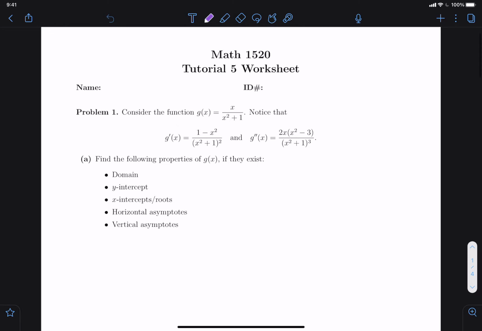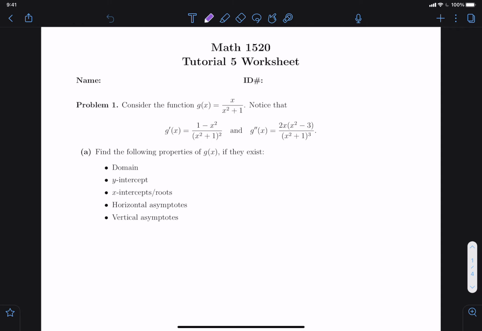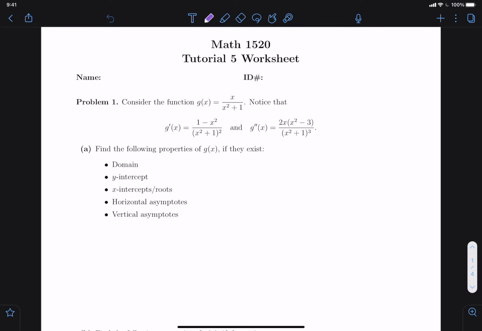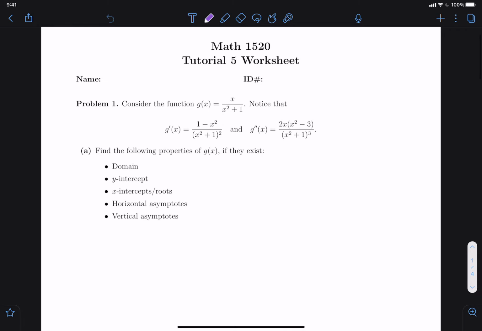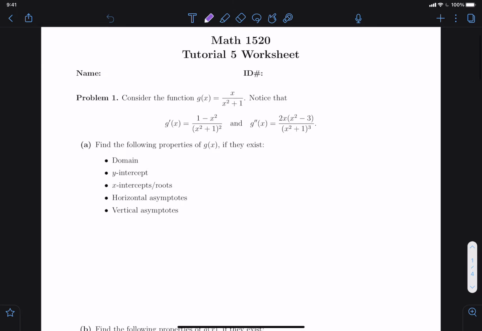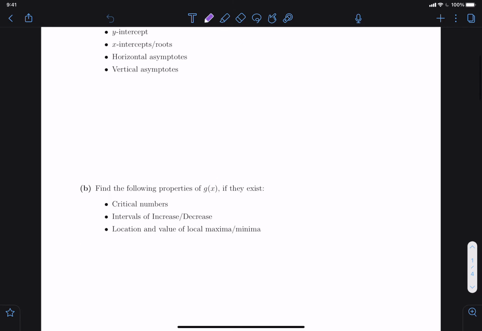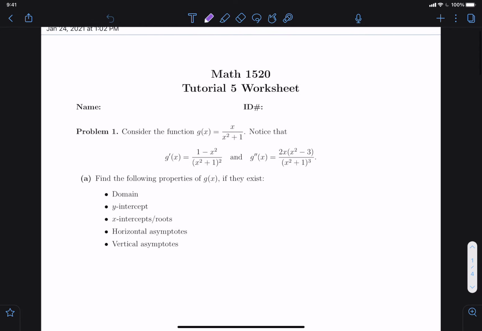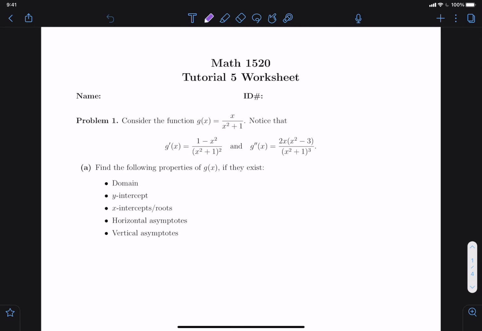So today we're gonna work on this worksheet 5 about curve sketching. We have two problems here, and in each problem the function and the derivative, second derivative, are already given, and we just need to find the following information: domain, x- and y-intercepts, and HA and VA, and then do those critical number stuff, and then we sketch the graph. So let's take a look at this problem 1.